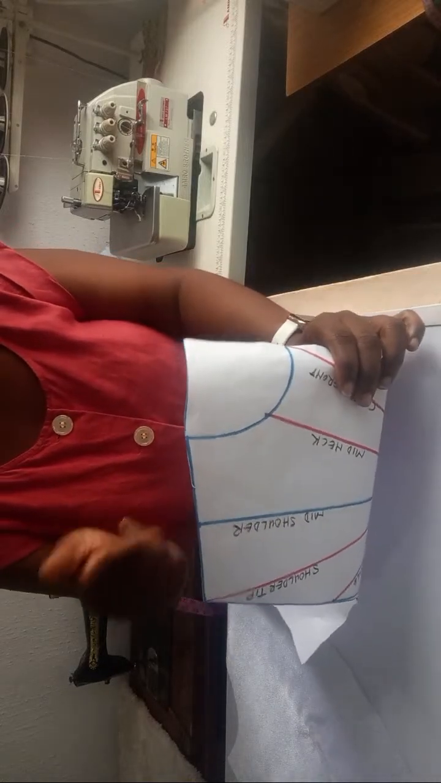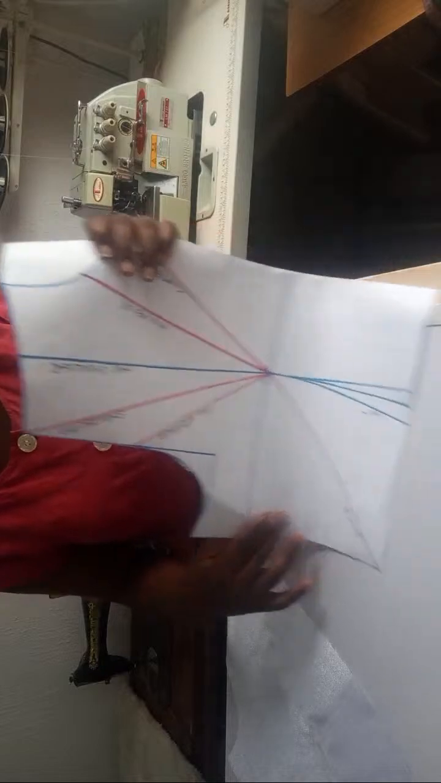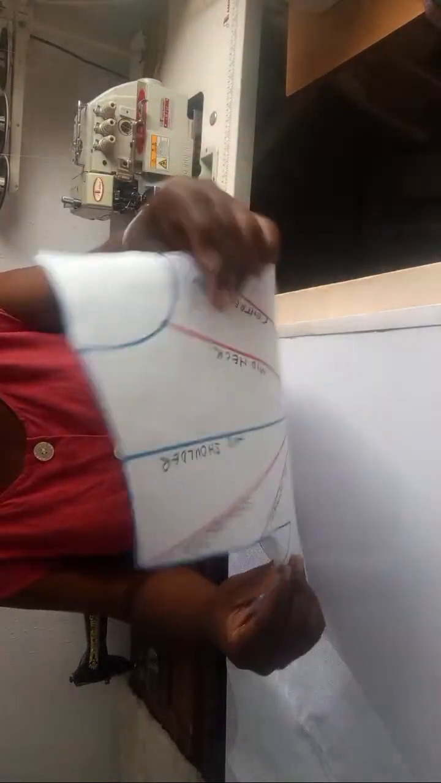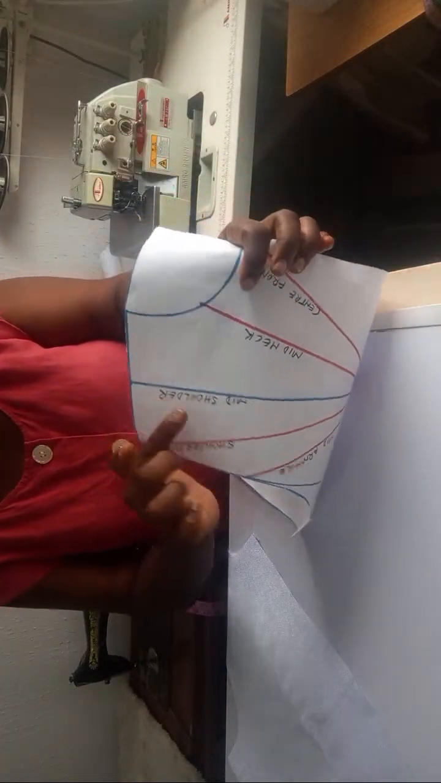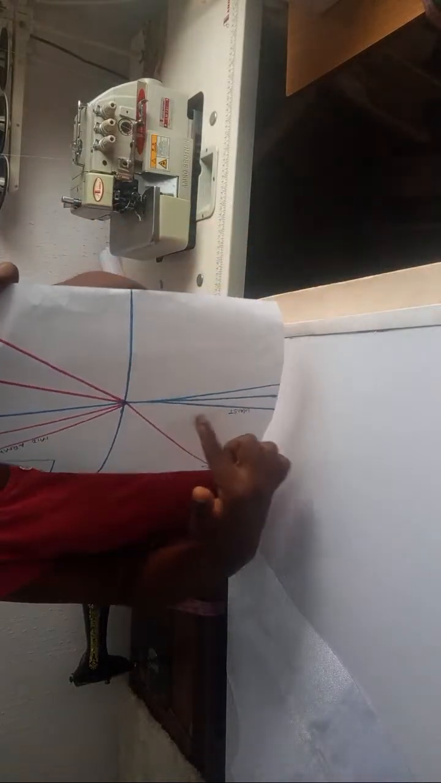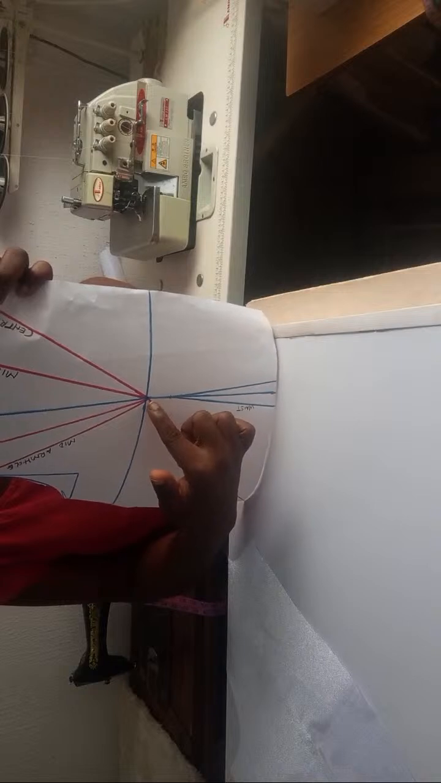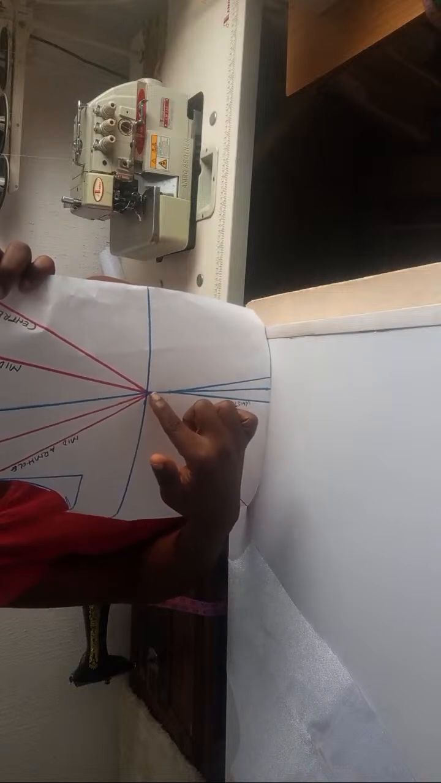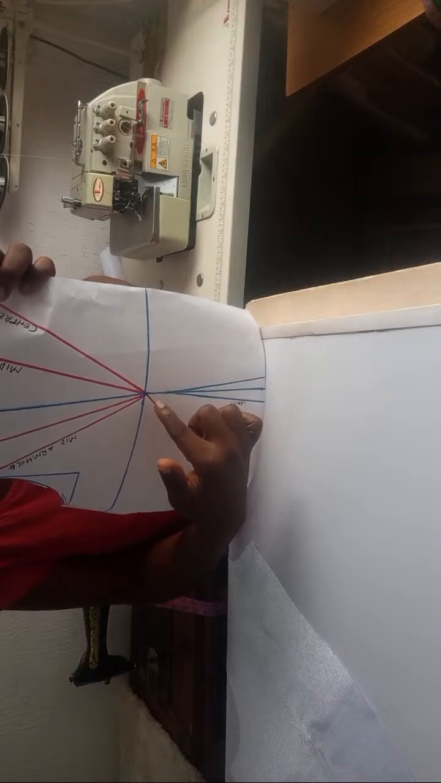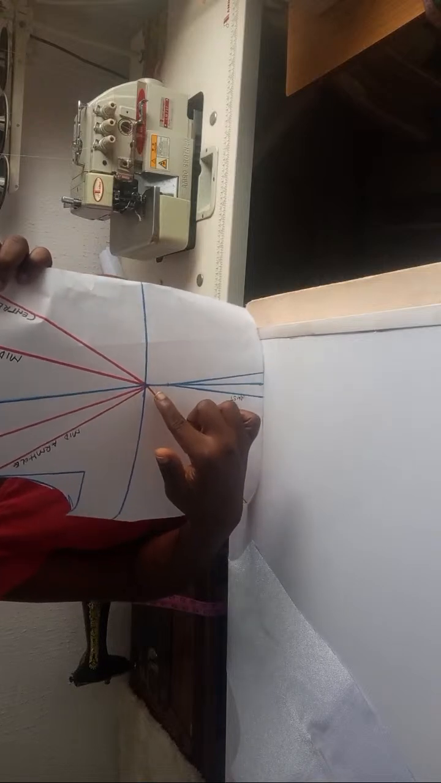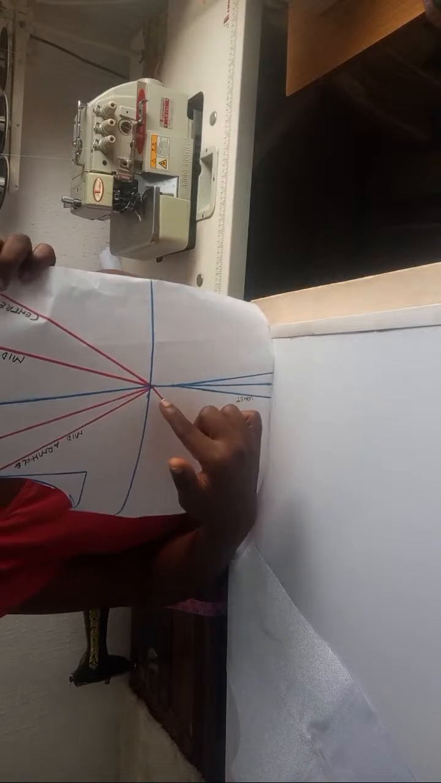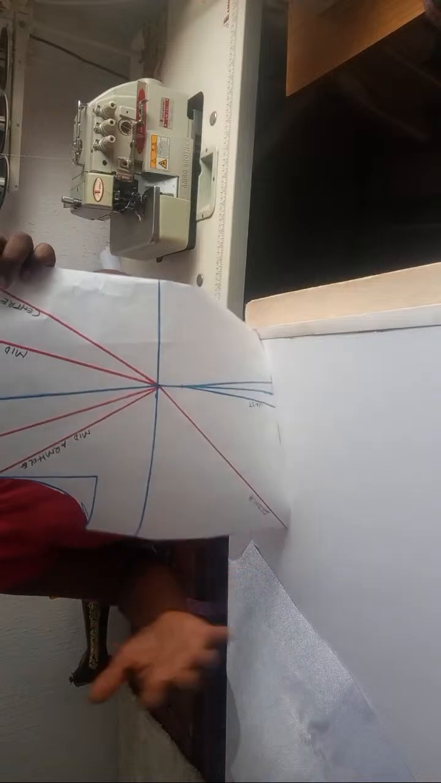You can connect your shoulder darts to your waist darts to create a princess bustier. You can see this shoulder dart. You connect it to the bust point. This is the bust point, the apex. You connect it to the bust point to create your bustier darts.